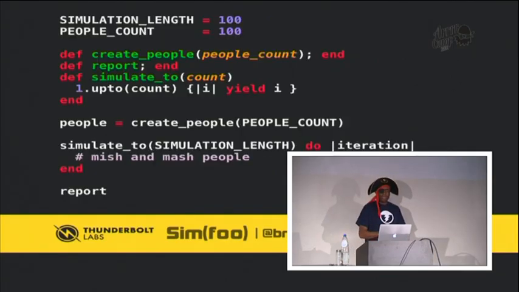So when I started writing a simulation, I wrote no test, because you know what? I didn't even know what I was doing, so I spiked out some things. I realized that what I wanted to do is I wanted to create people, and then I wanted a report method, and I wanted a way to simulate or run a simulation loop, and I just wrote a little bit of code that actually does this. And you'll notice that in my simulate 2, it takes a block, and it's not important what's in there, but all it does is it mishes and matches people. So really, it just simulates you touching the person to your left or your right.